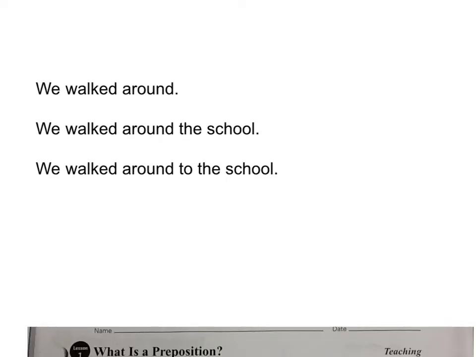Now, when you're trying to figure out if a word is acting as a preposition or an adverb, you have to ask yourself, can you find the object? Take a look at this first sentence. We walked around. So, our preposition or adverb is this word around. Now, can you answer the question around what? In this sentence, no. It just says you walked around. So, if it does not have an object, that makes this one not a preposition, but an adverb.